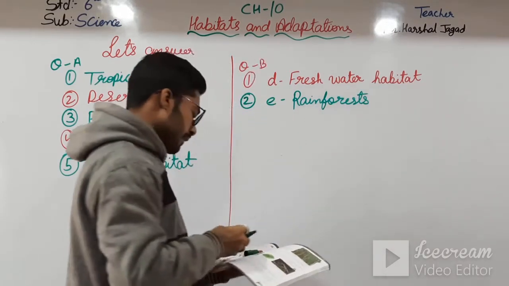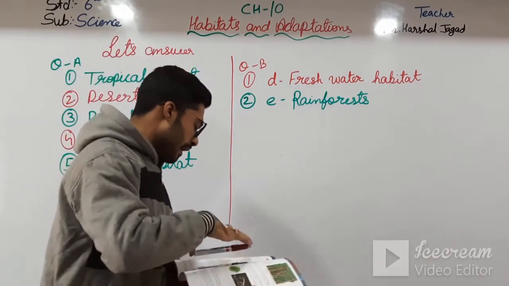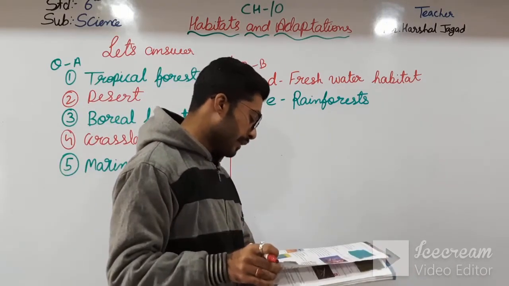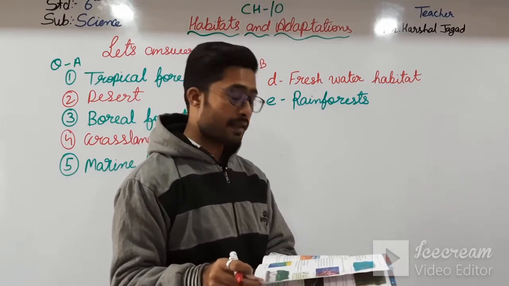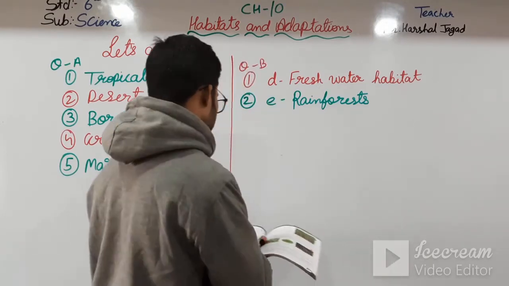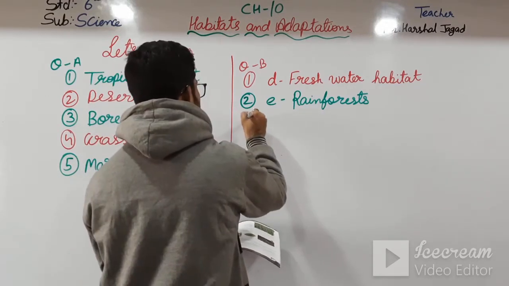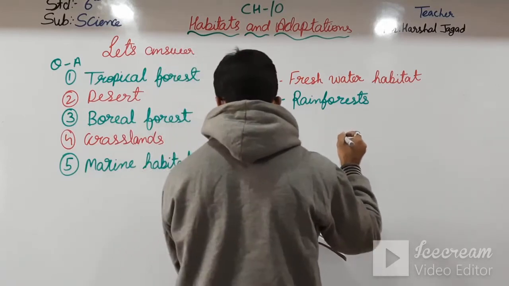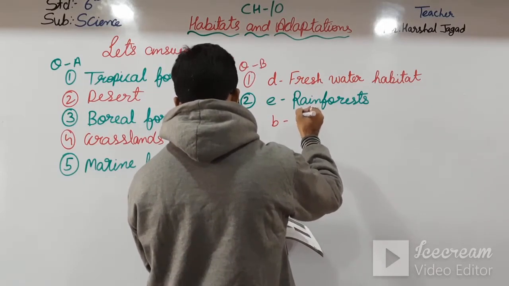Third one, gazelle. They are found in the grasslands on page number 112. You can see the picture given over here. So the third one will be B, grasslands.